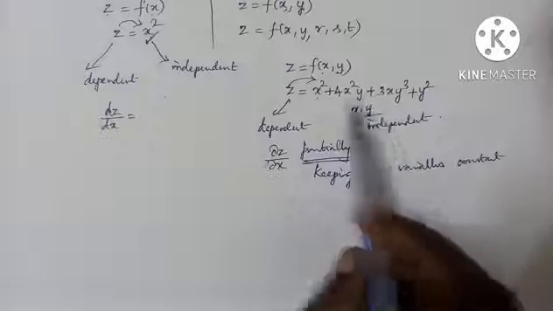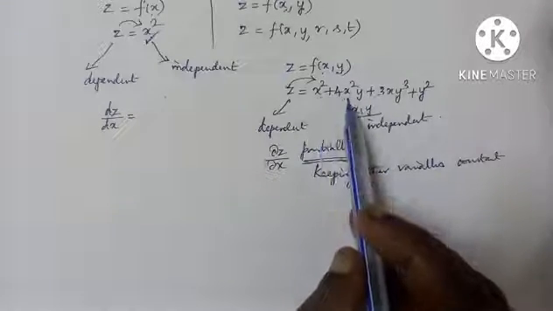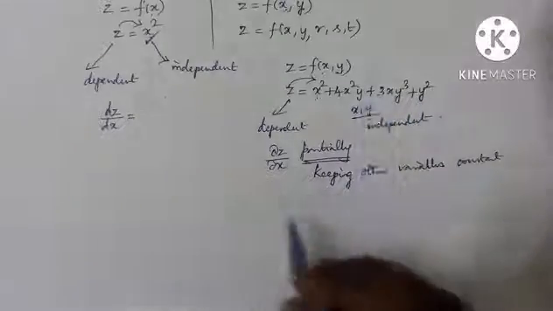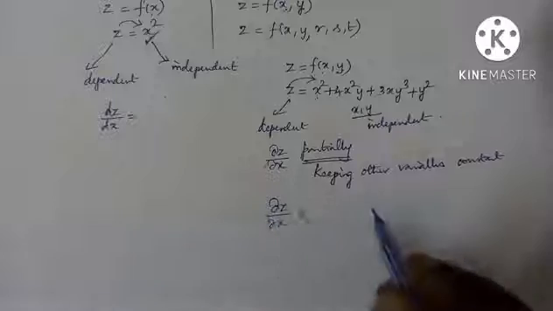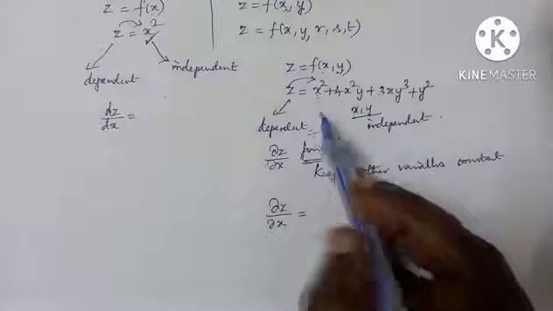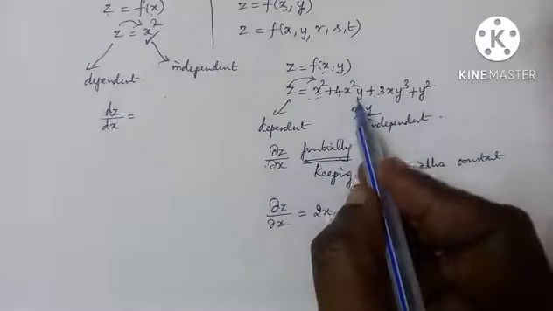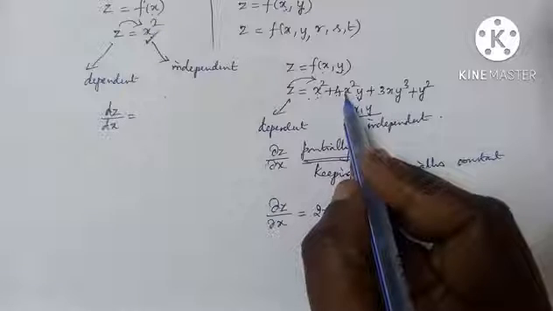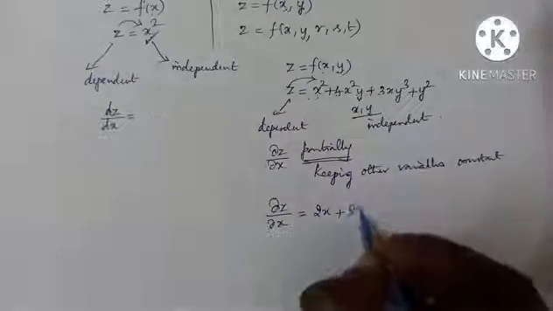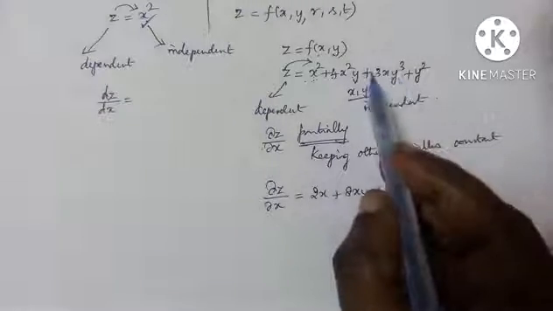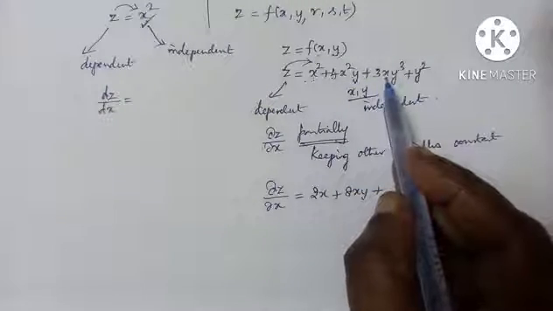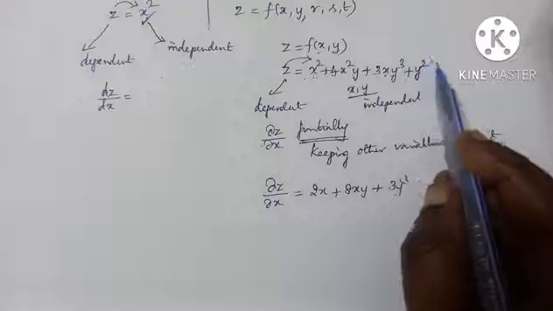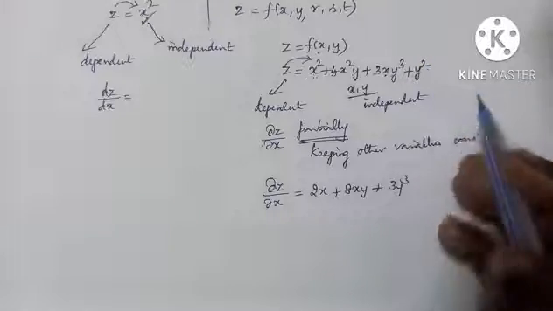Let us take this example. Z equal to x square plus 4x square y plus 3xy cube plus y square. Z is a function of x and y. Let us find dou z by dou x. Y is constant, keep in mind. So x square becomes 2x. Y is constant, take out 4y. Differentiate x square, which is 2x. 4y into 2x is 8xy. Similarly, take y cube outside. Differentiate x, which becomes 1. So 3y cube. Differentiating y square, being constant, it will become 0.